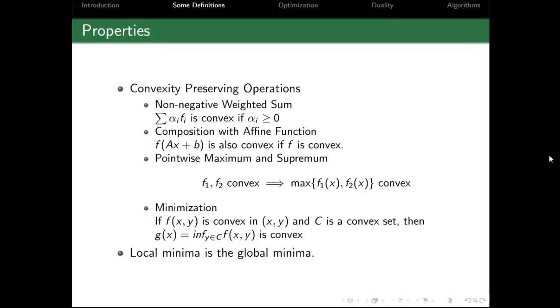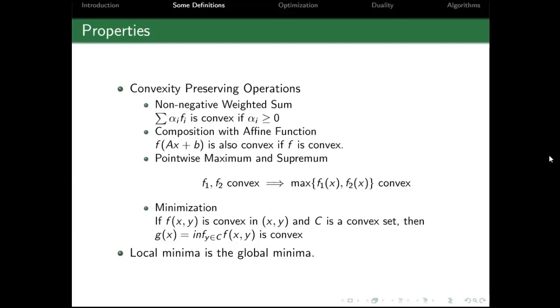Next, composition with an affine function. Affine function is a linear transformation of x, so ax plus b is an affine function. If f is convex, then f of ax plus b is also convex. Pointwise maximum and supremum of two convex functions will also remain convex.